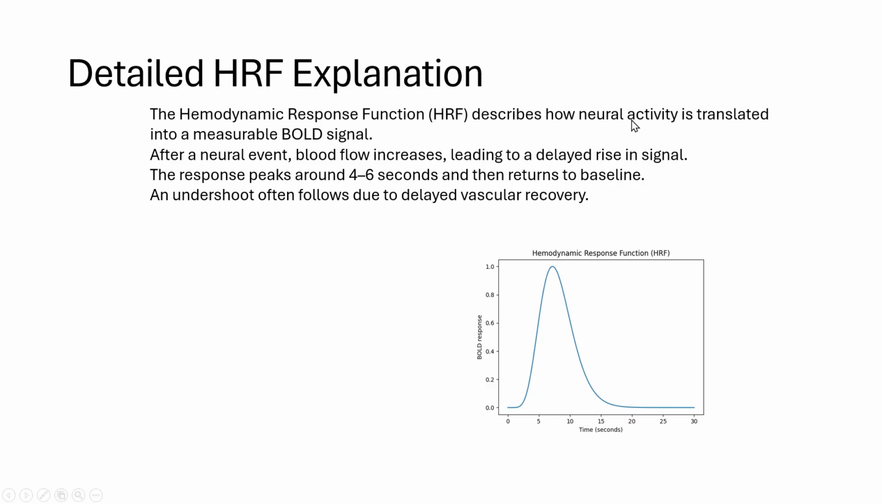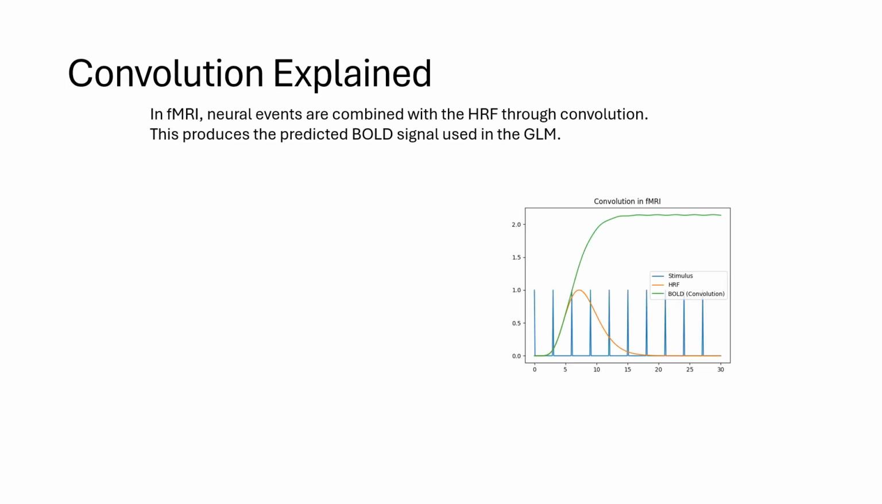You can see the HRF describes how neural activity is translated into a measurable BOLD signal. After a neural event, say a face has been seen, the blood flow increases, leading to the delayed rise in signal. The response peaks at around 4 to 6 seconds, and then it returns to the baseline. Sometimes an undershoot follows due to delayed vascular recovery, so the response is still there. This is something that statisticians, data analysts, and fMRI researchers are actually looking for.